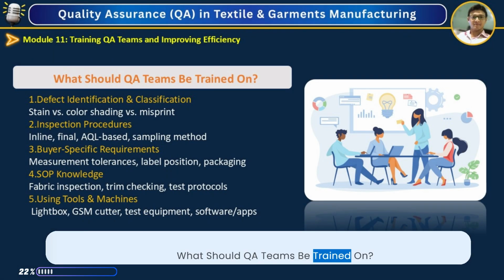What should QA teams be trained on? 1. Defect identification and classification. Stains, color shading versus misprint. 2. Inspection procedures. Inline, final, AQL-based, sampling method. 3. Buyer-specific requirements. Measurement tolerances, label position, packaging. 4. SOP knowledge. Fabric inspection, trim checking, test protocols. 5. Using tools and machines. Lightbox, GSM cutter, test equipment, software apps.